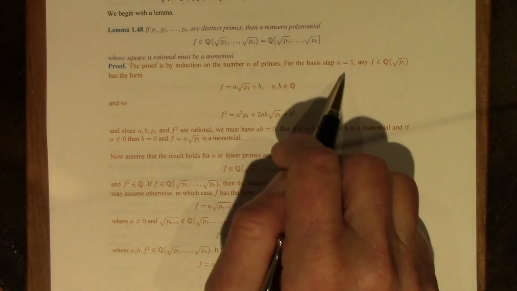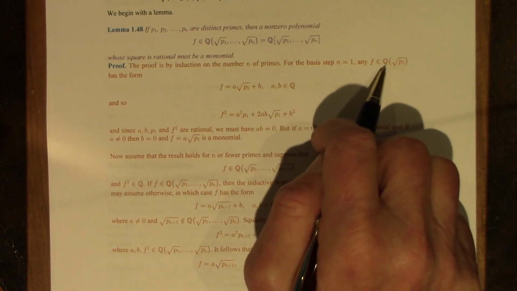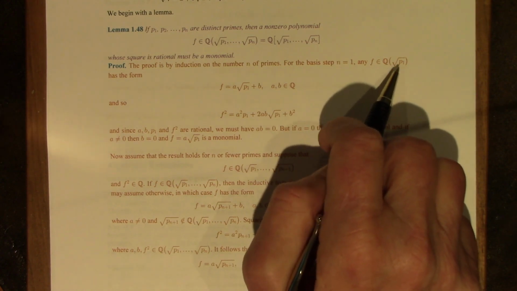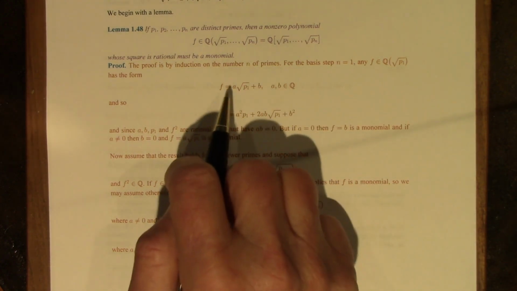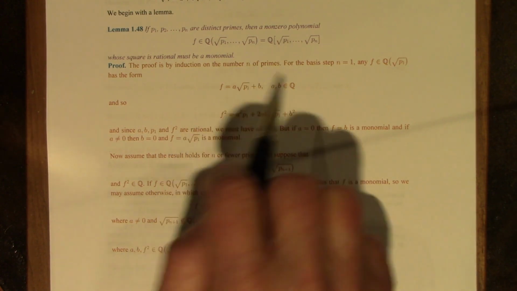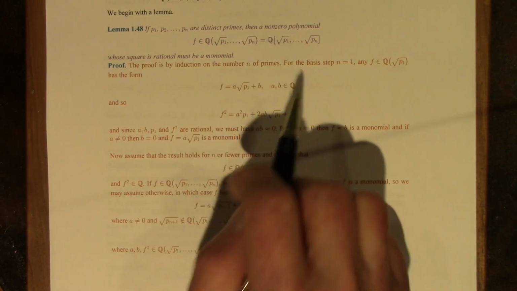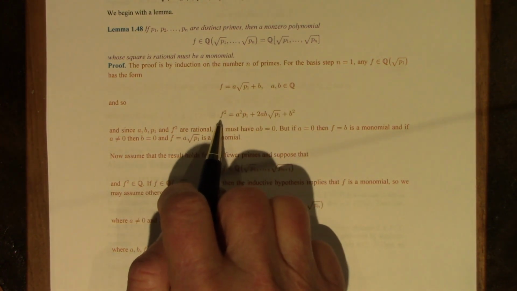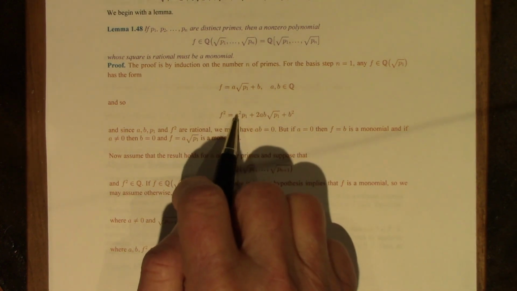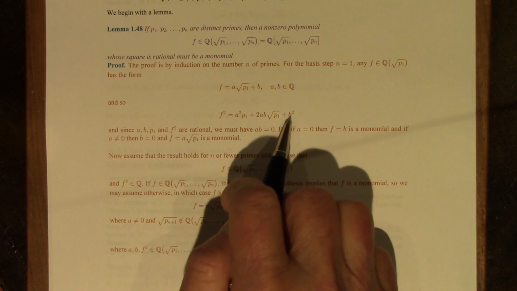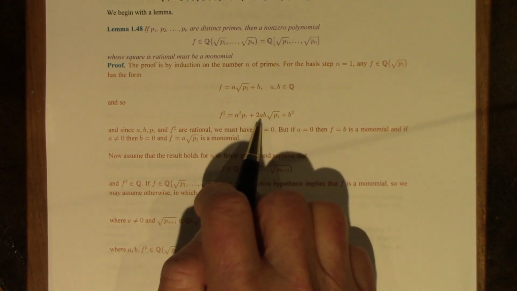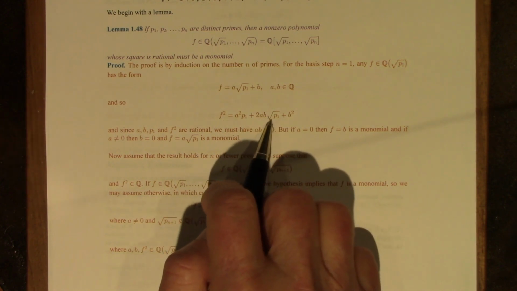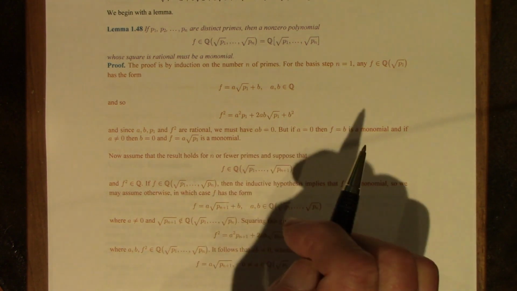For the basis step, if n is 1, then f belongs to Q with square root of P1 adjoined, so it's a polynomial in the square root of P1, so it looks like this. A and B are rational. So we square both sides. Now f squared is rational by assumption. A squared is rational. B squared is rational. So in order for this to be true, AB has to be 0.